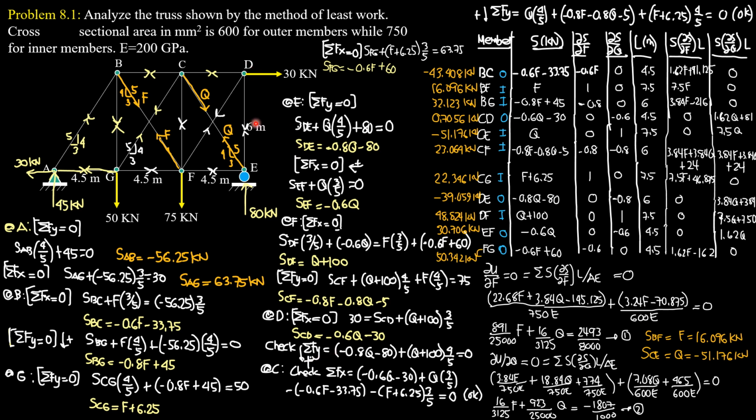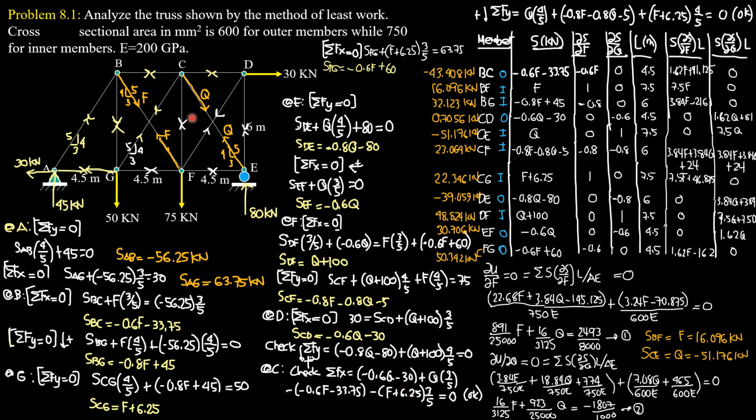Then we check equilibrium at D by summing up forces Y, downward positive. SDE, remember, is negative 0.8 Q minus 80, plus SDF, the quantity Q plus 100 times 4 over 5. Then we can eliminate Q, and the constants, negative 80 plus 80, is 0, so it checks.